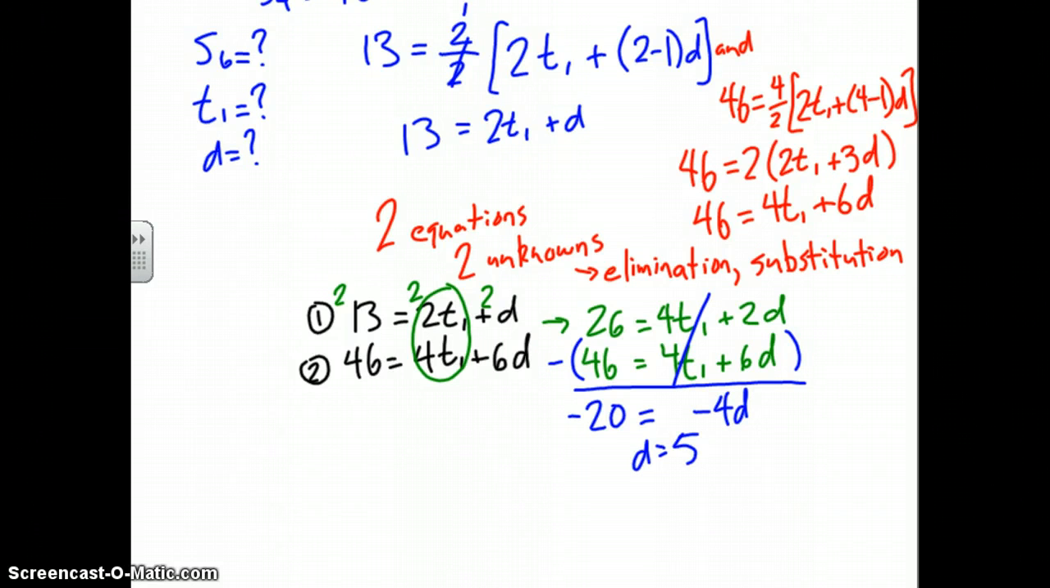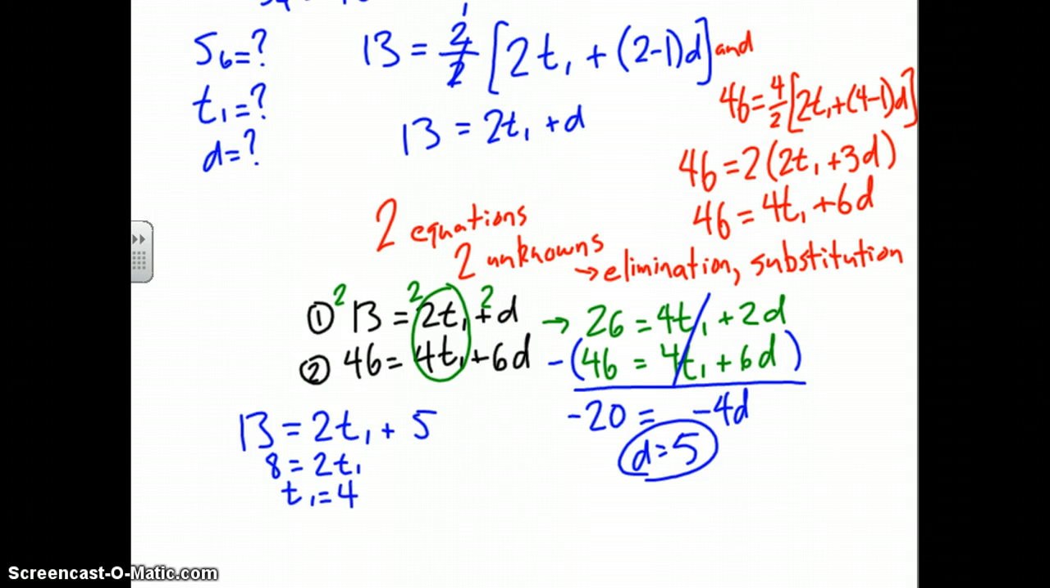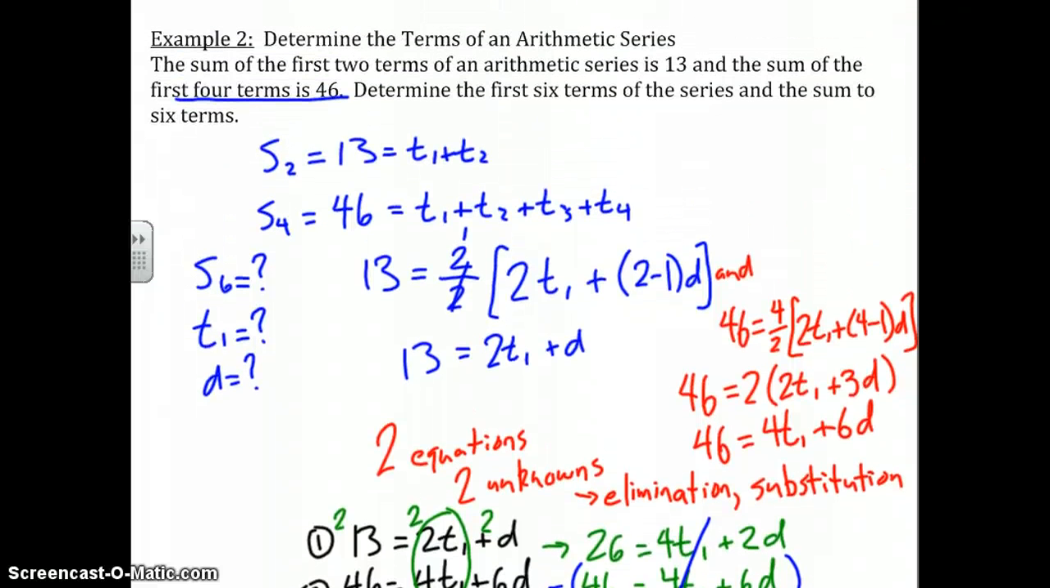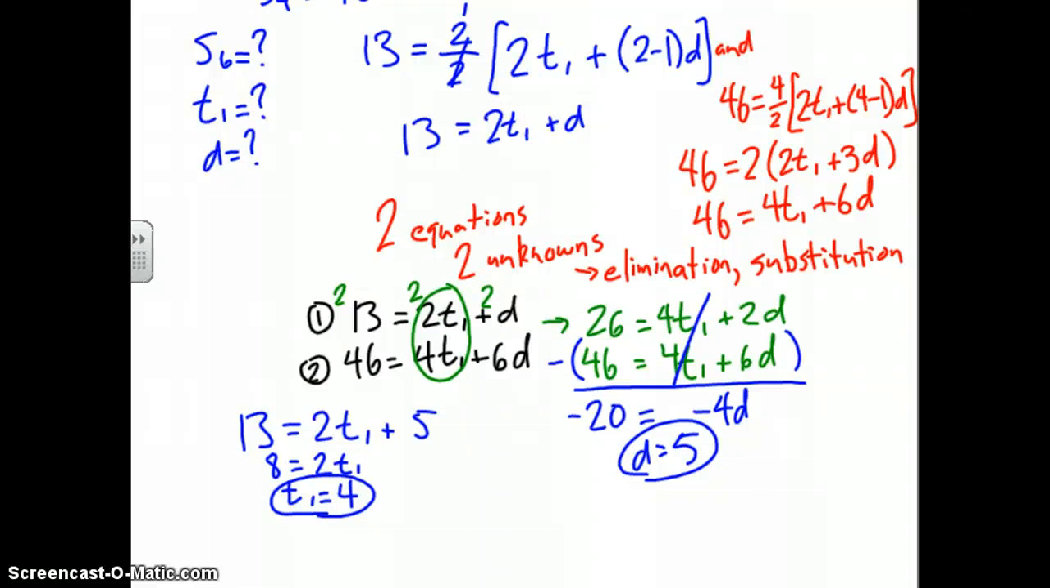So D equals 5, and then to find T1 it's going to be pretty simple. We just sub into one of these formulas. We've got D equals 5, so going over here, 13 equals 2T1 plus D, which is 5. So we get 8 equals 2T1, T1 equals 4. Okay, so we found those. Looking back at our original question, it asked, determine the first 6 terms and the sum of the first 6 terms.